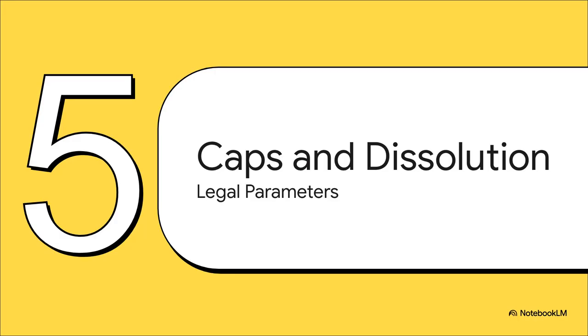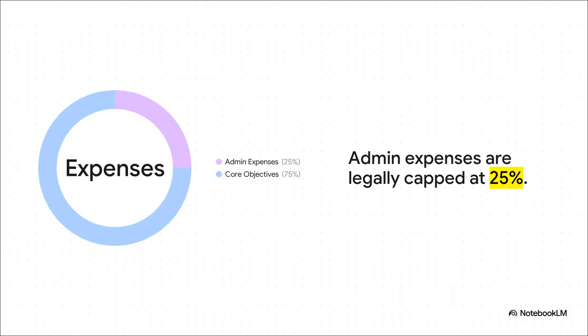And finally, Section 5, expense caps and dissolution. Now, here is a massive constraint that catches so many nonprofits completely off guard during their very first audit. Your total administrative expenses are legally capped at a maximum of 25%. Yes, just 25%, and that includes salaries, office rent, any perks, and meeting allowances. The remaining 75% absolutely must be deployed directly toward your core objectives. Let me tell you, your auditor is going to scrutinize this ratio down to the very last rupee. If you're top-heavy on admin, you're totally out of compliance.